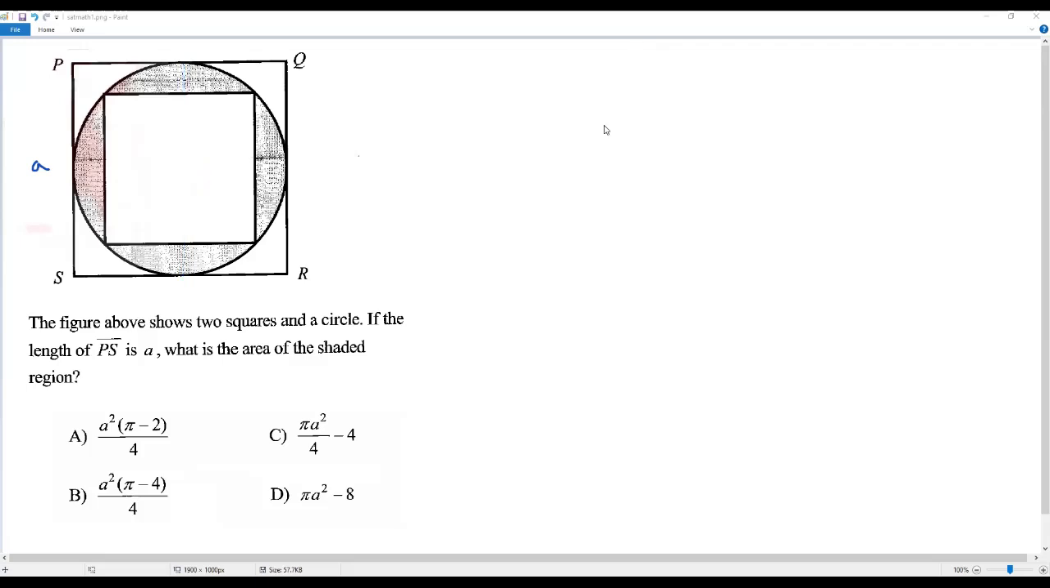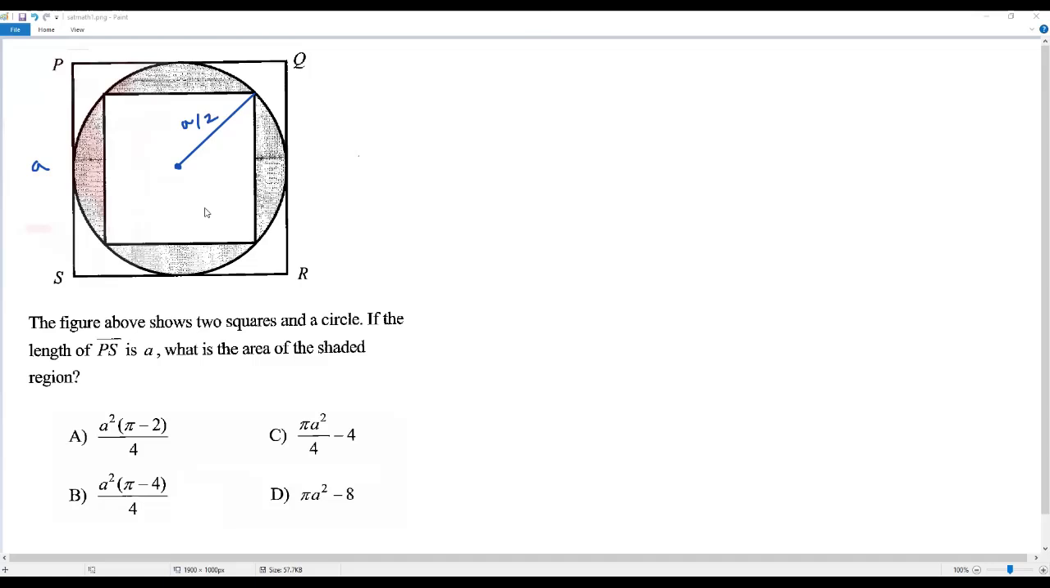Okay, let me draw the radius of the circle. So here I have drawn the radius of the circle. This is the center point of the square and also the center of the circle, and this line segment represents the radius of the circle because it connects the center and a point on the circle. So the radius of the circle is A divided by 2.